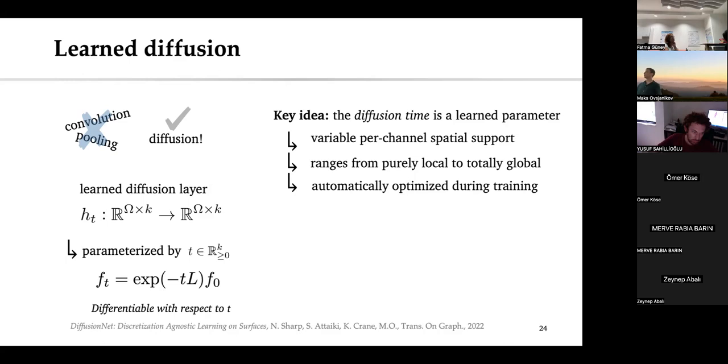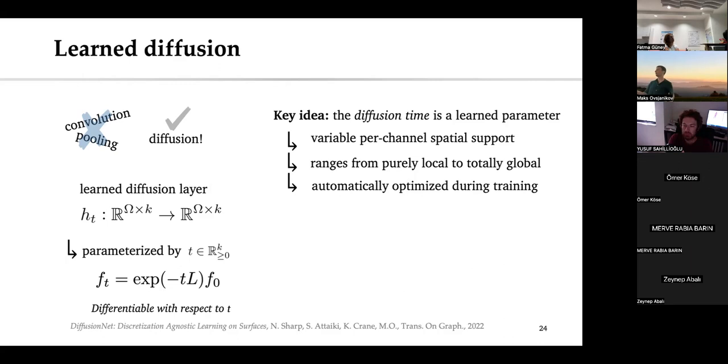We take this input and diffuse it for some amount of time. The way it's governed is this: there's a closed-form expression for how to compute the diffused value given some initial value F0, and it's just a matrix exponential. You don't have to parse this formula, but you have to notice that it's differentiable with respect to t. If I want to learn this diffusion parameter, I have to differentiate this equation with respect to t, and you can see that it's differentiable.